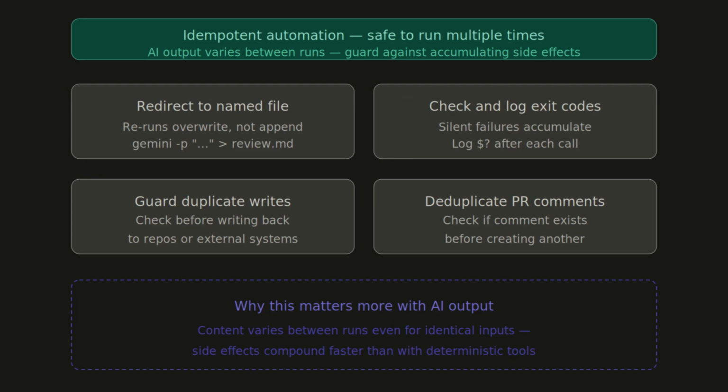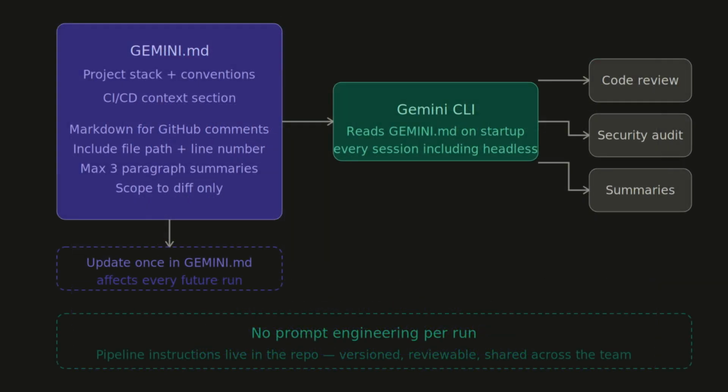For workflows that write back to a repository or external system, guard against duplicate writes. If the pipeline creates a GitHub comment, check whether one already exists before creating another. These are standard automation engineering principles, but they matter more with AI generated output because the content varies between runs even for identical inputs.